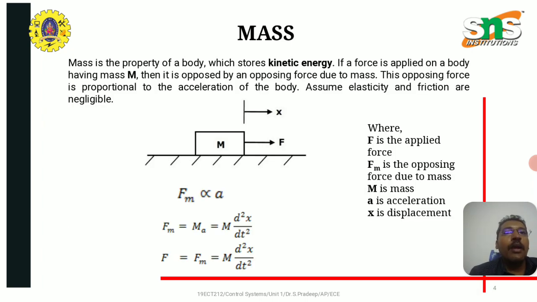Mass. Mass is the property of a body which stores kinetic energy. If a force is applied on a body having mass m, then it is opposed by an opposing force due to mass. This opposing force is proportional to the acceleration of the body. Assume elasticity and friction are negligible.